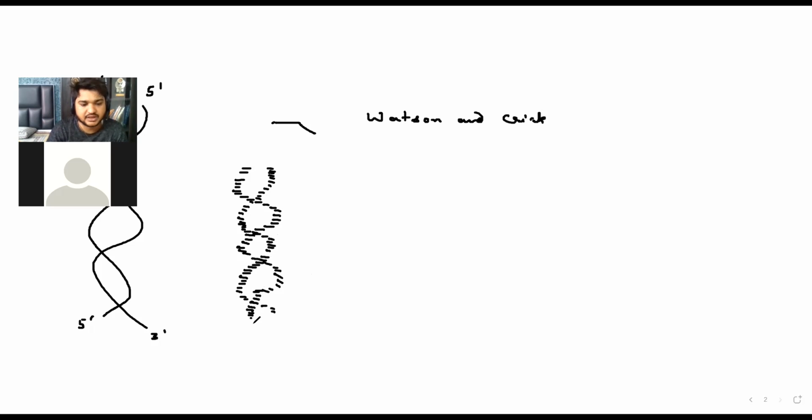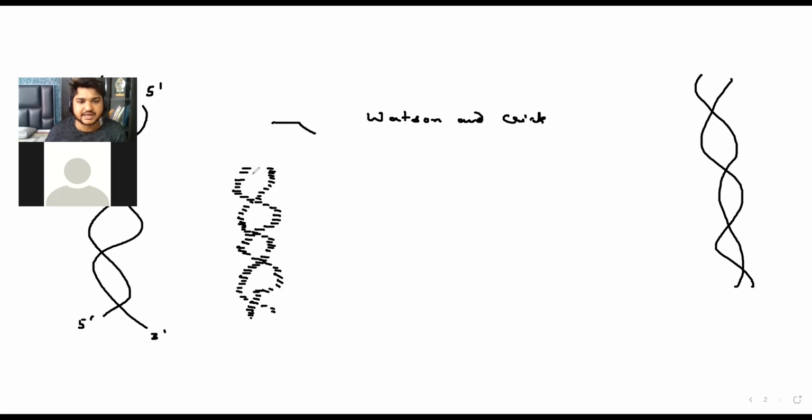So because of Watson and Francis Crick, they performed their X-ray experiment, and finally they said that DNA is a double helical structure. That's why we usually draw a structure like this. This is very bad, but this is how it looks.